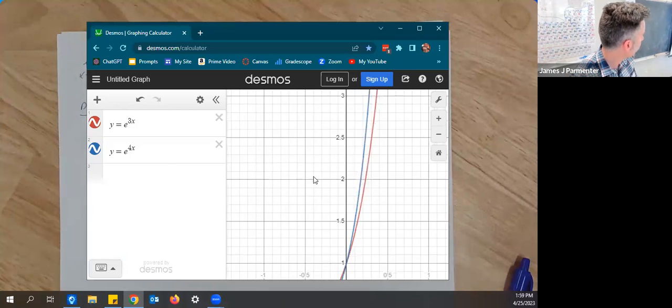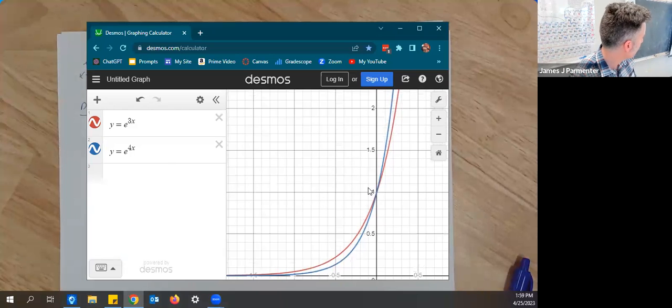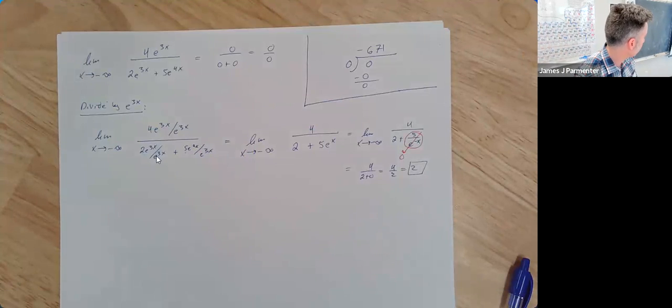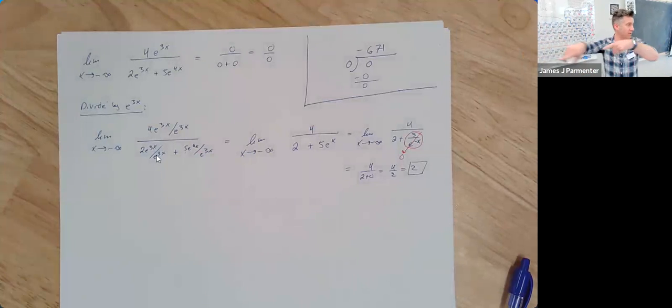Whereas to the left, as we go to negative infinity, the e to the 4x is actually the smaller function. They cross at the y-intercept. So if one's bigger on the right, it's definitely going to be the smaller one on the left. So that's kind of how I knew in some sense that I should be dividing everything by e to the 3x here, because as you go to negative infinity, e to the 3x is the bigger of the two things.